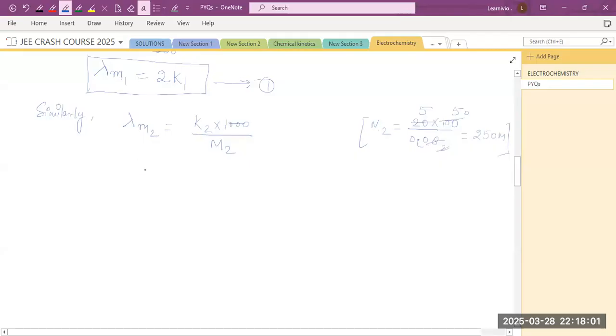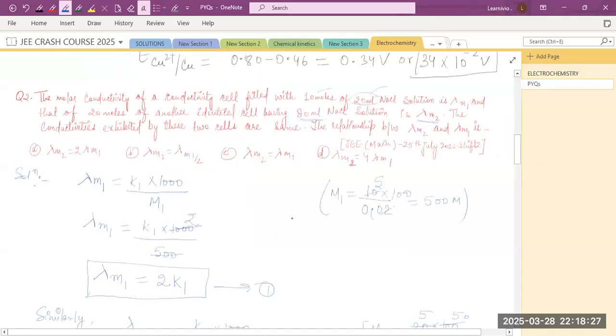Now substitute the value over here: K2 into 1000 upon 250. Similarly, lambda m2 is equals to 4 into K2. Mark it as equation 2.